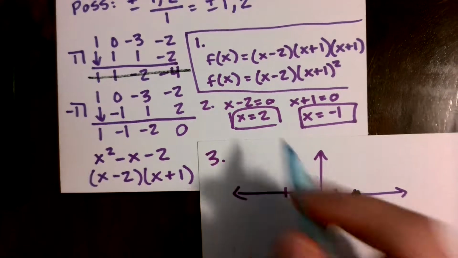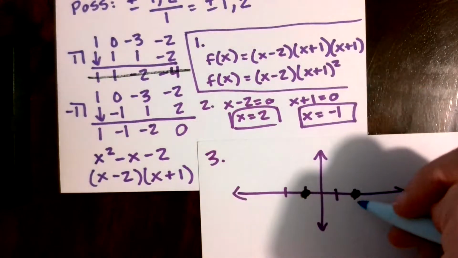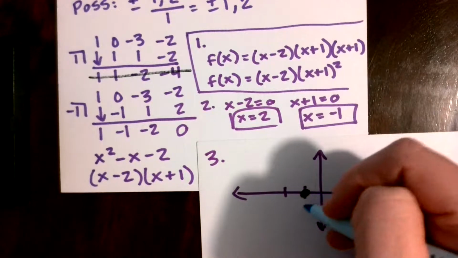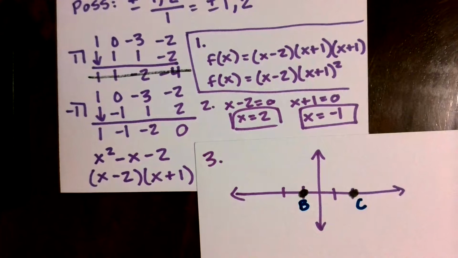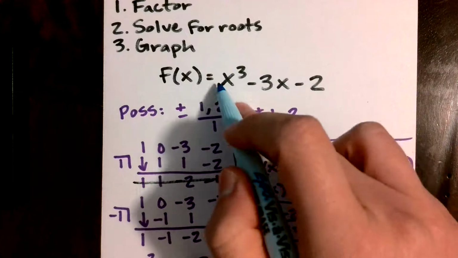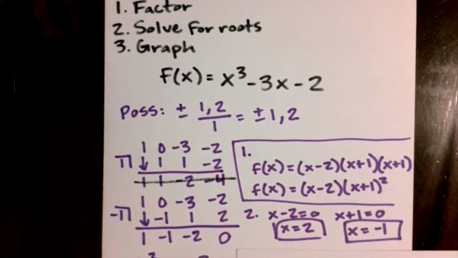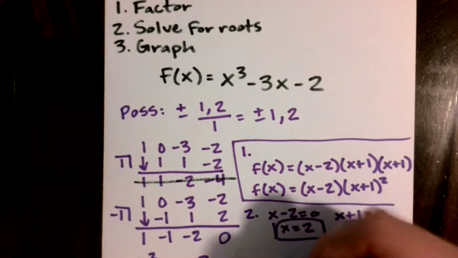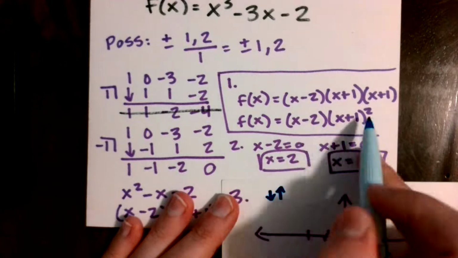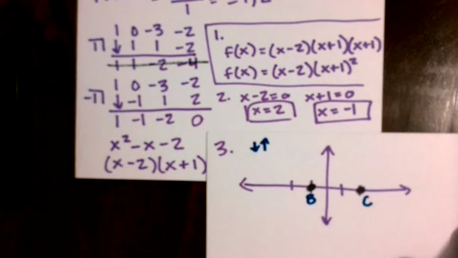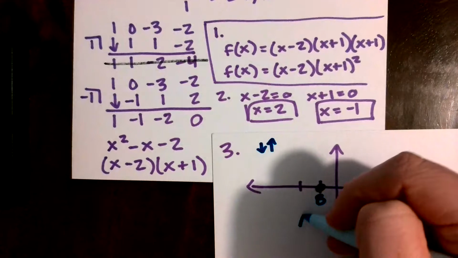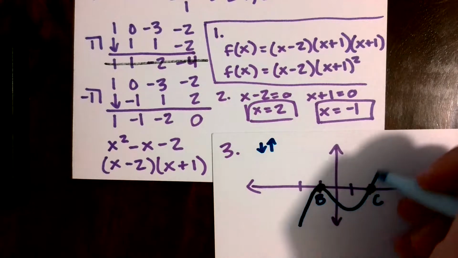For the behavior at each one of those, 2 only had one factor, so it is going to cross. And then our negative 1 had a factor of 2, or multiplicity of 2, so it's going to bounce. I also know with my end behavior, I could go back to the original and look here to see that it's positive and odd, so it's going to be like a line that is positive. So it's going to go from down to up. So we'll start below the x-axis, bounce, and then cross.